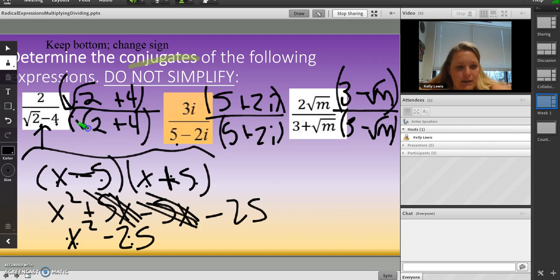And so that's kind of what's going to happen here when we end up multiplying these out: the middle terms are going to go away. And so you will no longer have the i and you will no longer have the square root. You'll just have regular numbers or like an x or an m, and it will simplify.